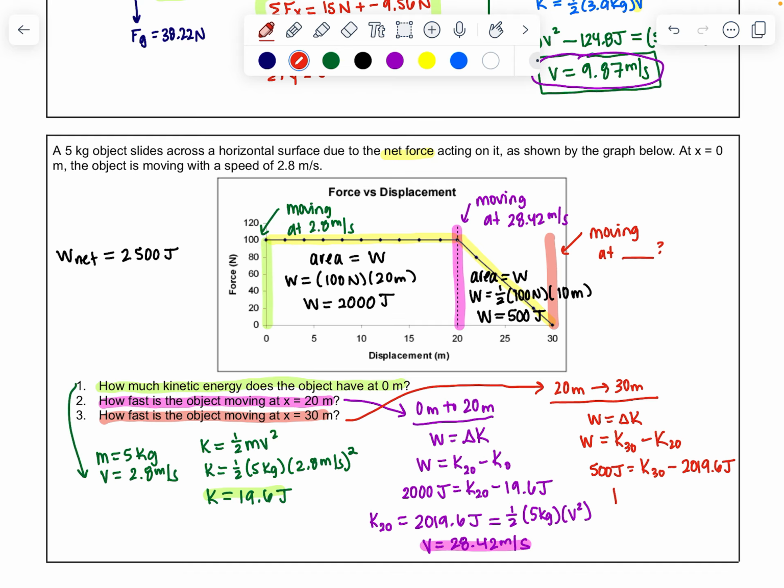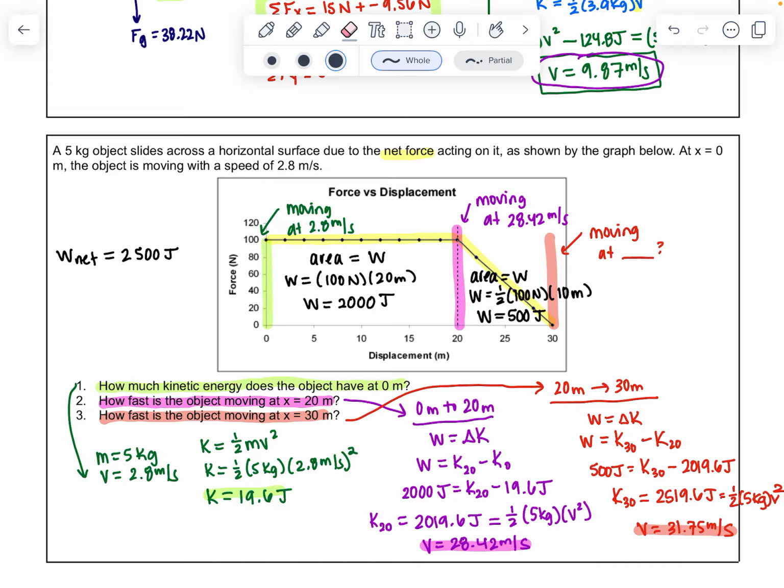So again, we do a little bit of algebra. The kinetic energy at 30 meters then is 2,519.6 joules. And just like we did before, we're going to set that equal to how we calculate kinetic energy, 1/2 mv squared. We ultimately then get a speed of our object to be 31.75 meters per second.